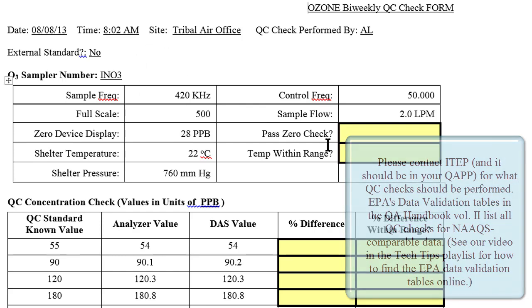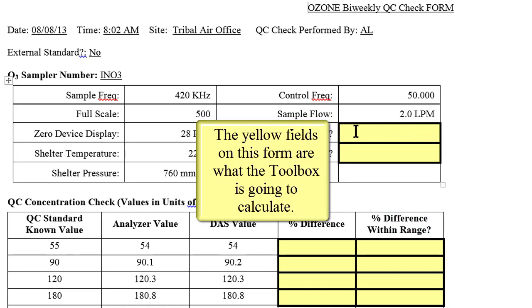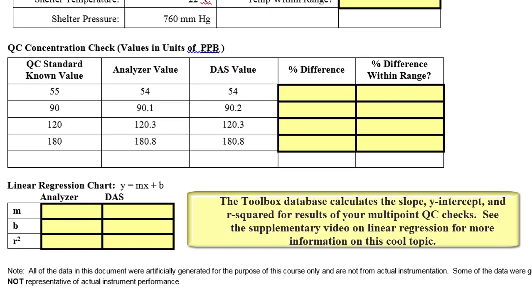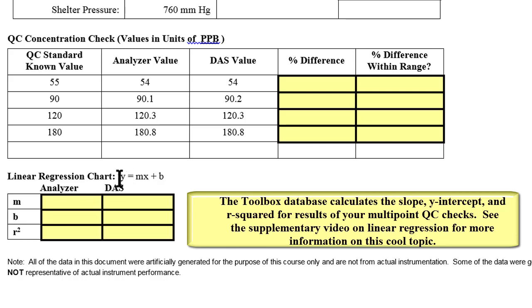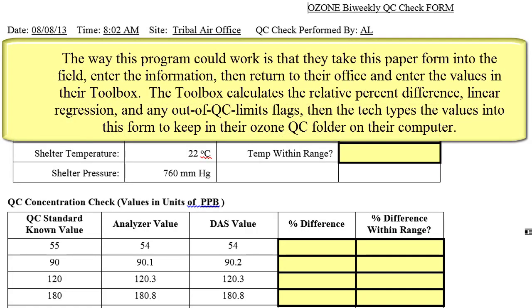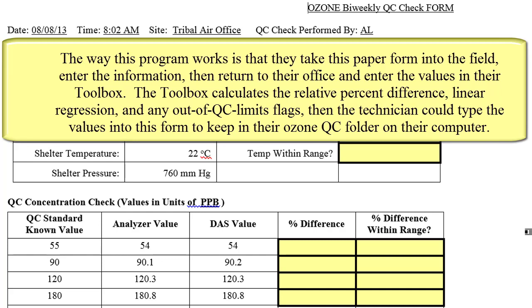These boxes that are highlighted in yellow with a black border around them, those are the answers the Toolbox is going to give me when I enter the check data into the Toolbox. So those are what I would copy from the Toolbox into this form, and I'm going to demonstrate doing that. So there's also a linear regression chart, and the Toolbox has the capability of making that chart, and then I could enter these values into my QC sheet. Then I would save this sheet in my folder on my computer and have a record of whether or not this check passed, and I would keep these forever in my backup file on my external drive.